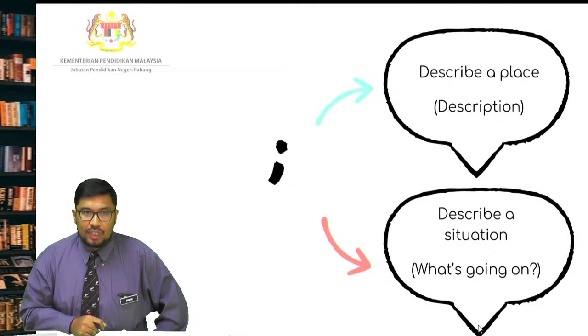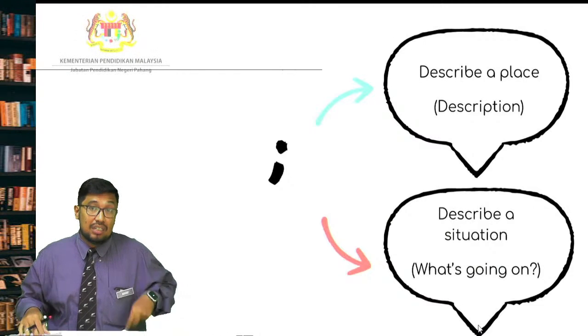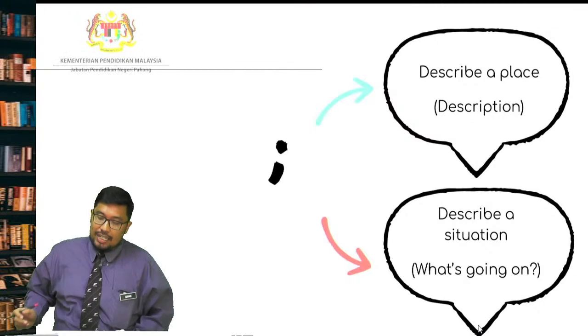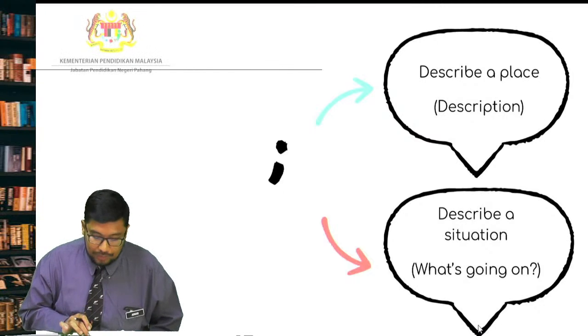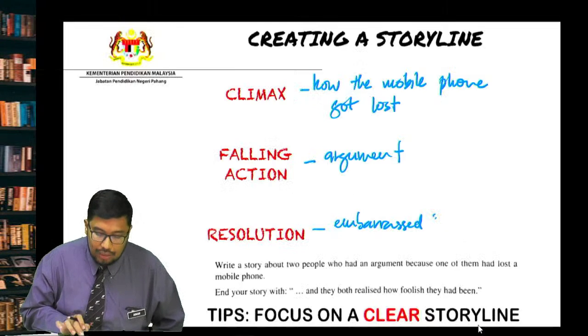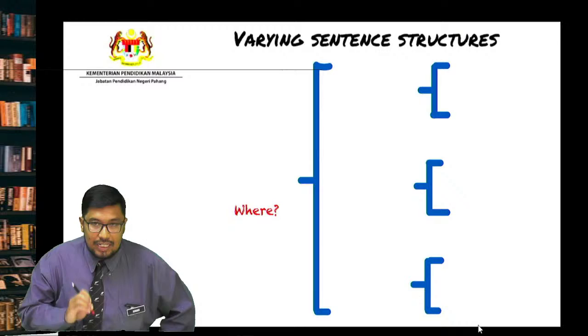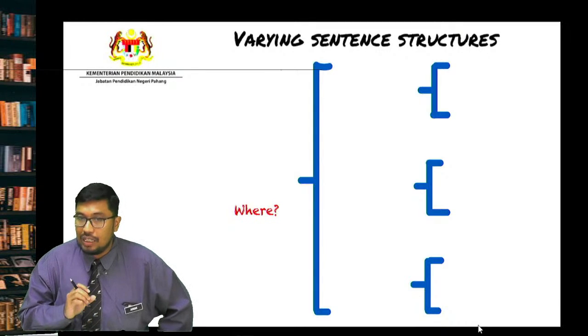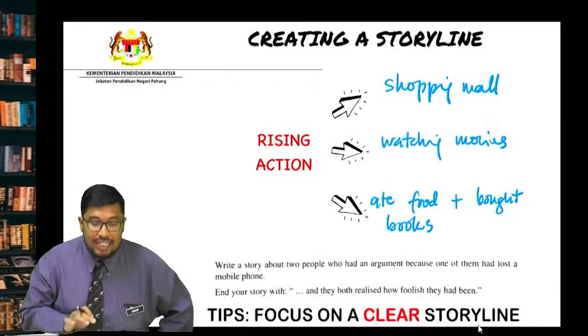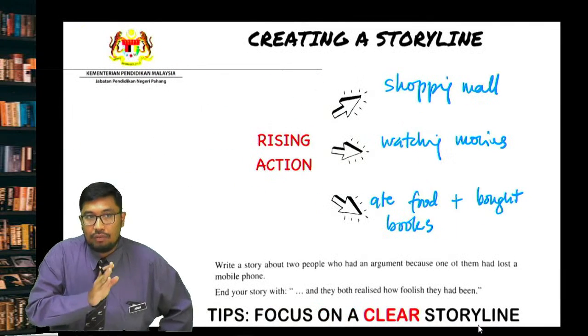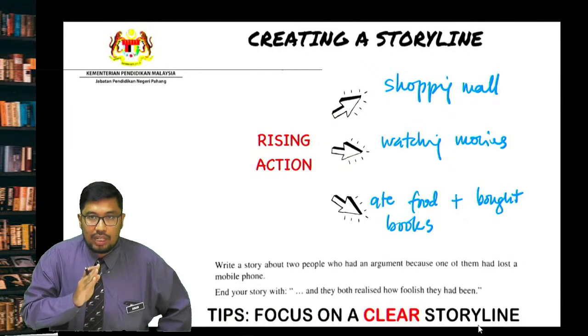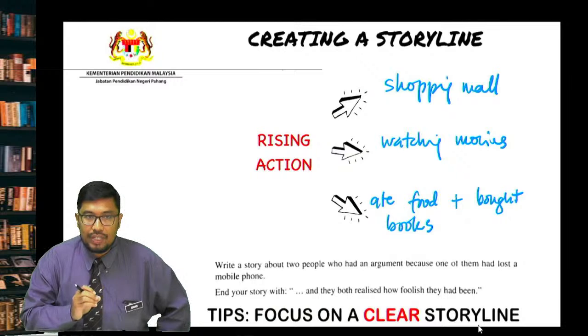The next one is that you can also use a semicolon to describe a situation, what's going on at that place and at that time. Now, we look at the first part, describing a place, how you can go about using a semicolon in describing a place. And for this technique and for this session, if you have a pen or a foolscap paper, we can do this together. What we'll be doing is based on this part of the storyline. Remember just now, for this part, for Rising Action, Ali and Abu were having their time at the shopping mall by doing a few activities, namely watching movies, eating food, and also buying some books.